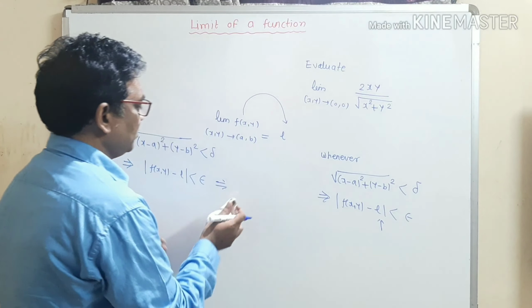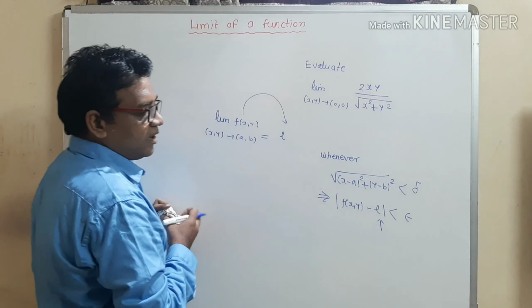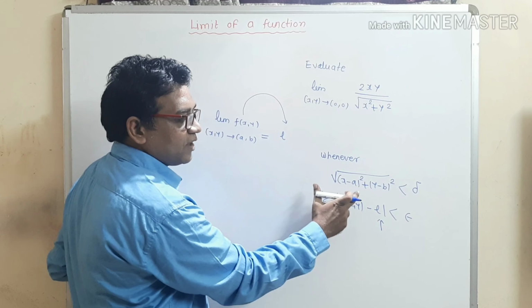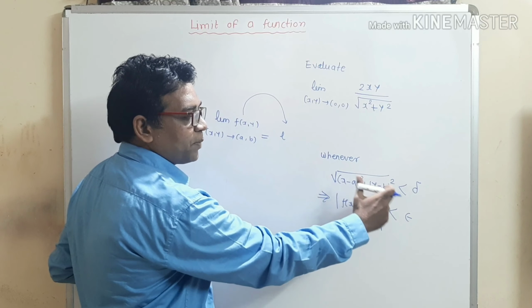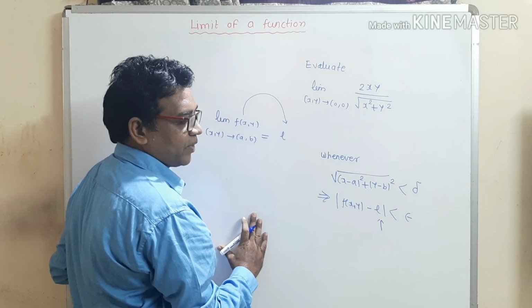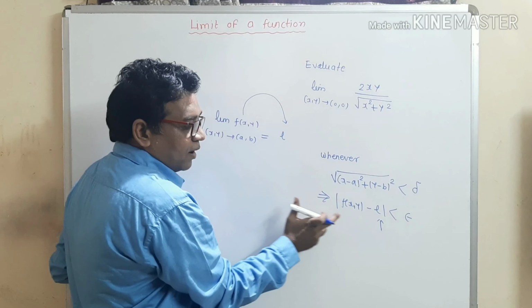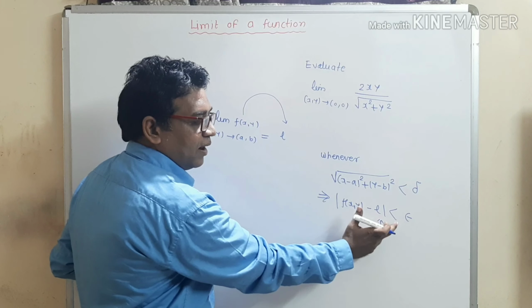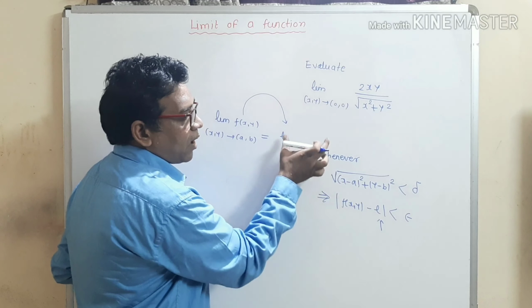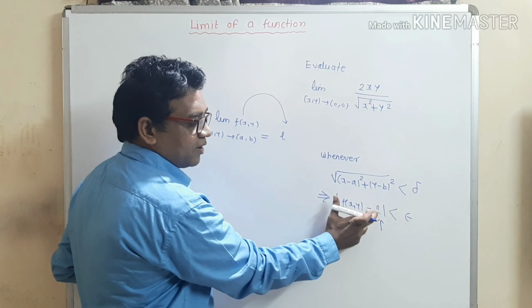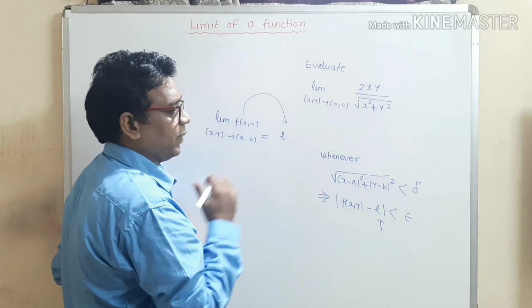So what is the definition? Whenever under root (x minus a) bracket square plus (y minus b) bracket square is less than delta, if we prove that mod f(x, y) minus L is less than epsilon, then according to the definition of limit, this number L is called the limit.